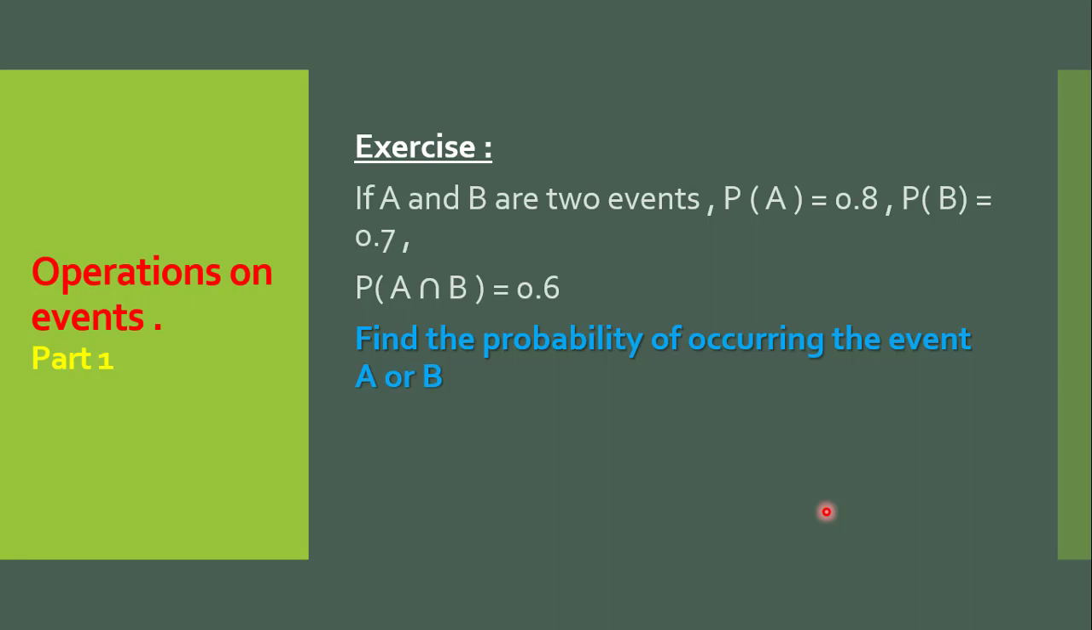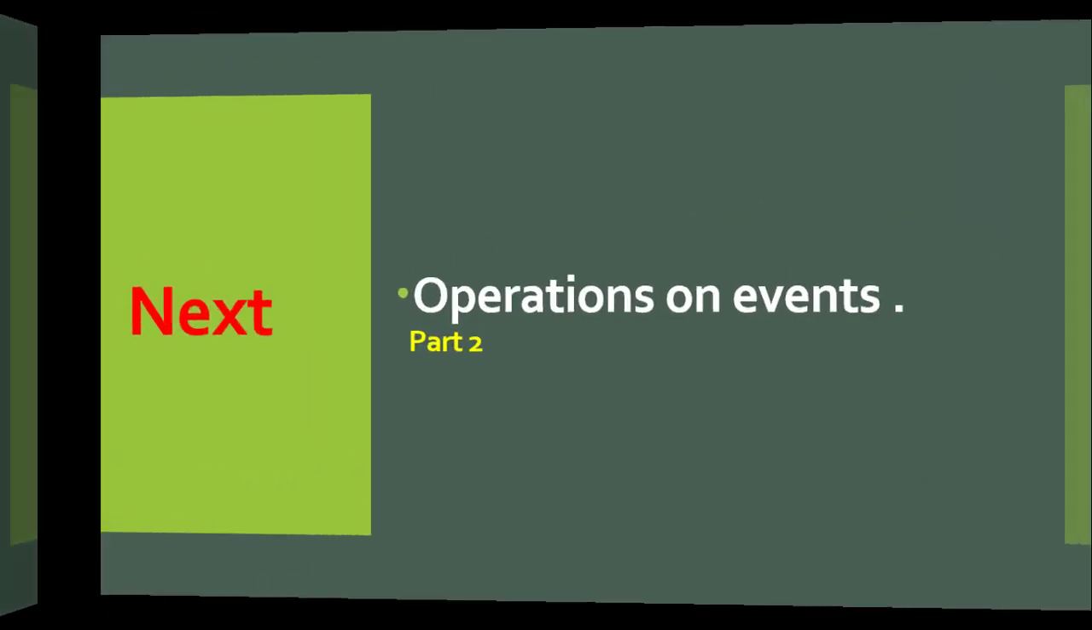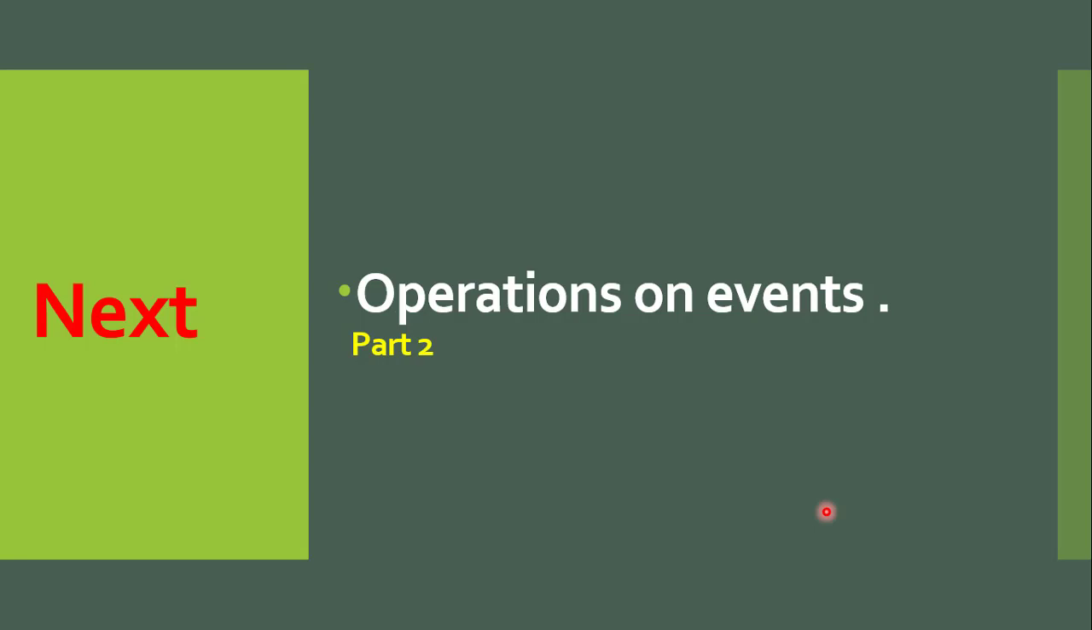So we said before that the probability of A union B equals the probability of A plus the probability of B minus the probability of A intersect B. So it will be 0.8 plus 0.7 minus 0.6. So this probability will be 0.9. Okay, so this is the probability of A union B. That's all about part 1 in operations on events.